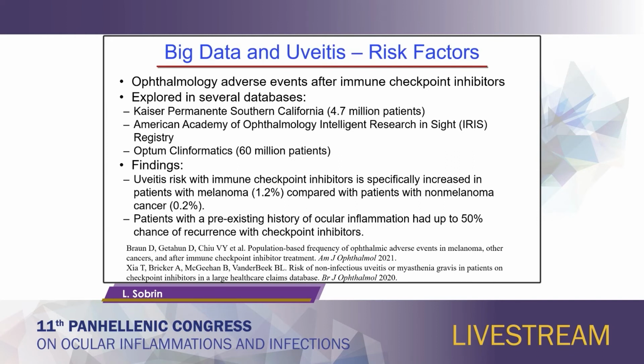The findings that have been culled from the big data studies are that, first of all, the uveitis risk with these inhibitors is specifically increased more in patients with melanoma than in patients with non-melanoma skin cancer. And this is something that probably would escape detection in smaller data sets. We're also able to examine what happens to patients who have a pre-existing history of ocular inflammation and then get these checkpoint inhibitors. And what was found is that they had up to 50% chance of recurrence of their ocular inflammation with these drugs.